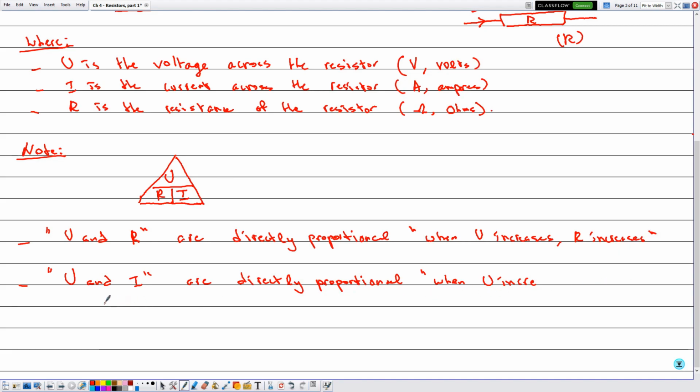And in this case, U and I are directly proportional. When U increases, I also increases.